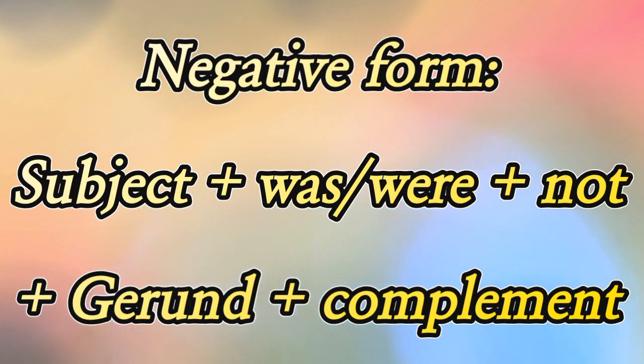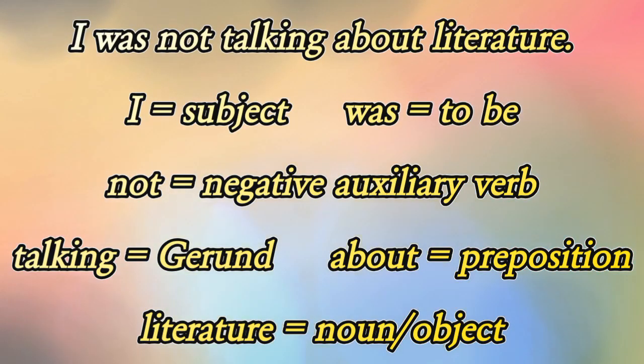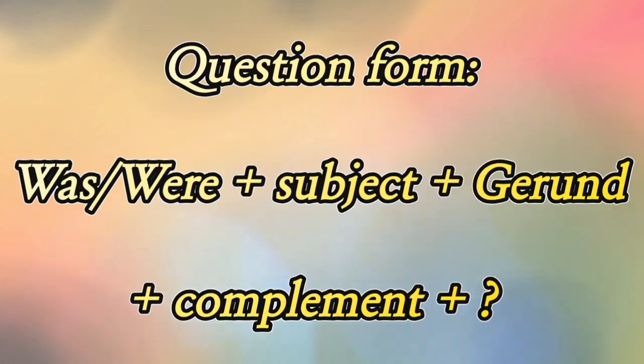Negative form is subject plus was or were plus not plus gerund and then the complement. I was not talking about literature. He was not working on the project. We were not fast enough to win. I was not talking about literature. I is subject, was is to be, not is negative auxiliary verb, talking is gerund, about is preposition, and literature is noun and object.